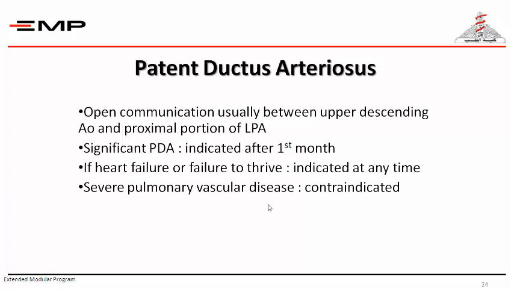Patent ductus arteriosus is an open communication between the upper descending aorta and the proximal portion of the left pulmonary artery. Significant PDA is usually indicated for closure after the first month. If there is heart failure or failure to thrive, it may be indicated at any time, even earlier than the first month. This is to protect against severe pulmonary hypertension.